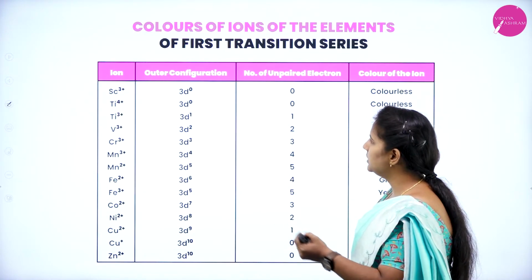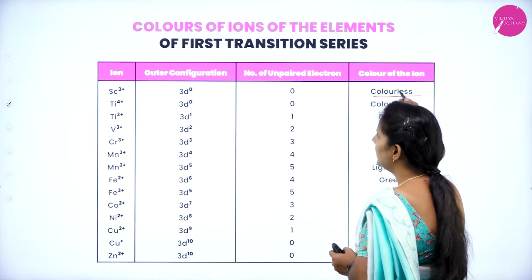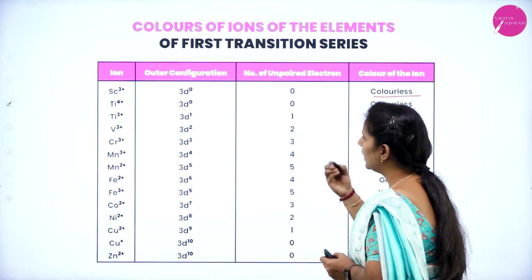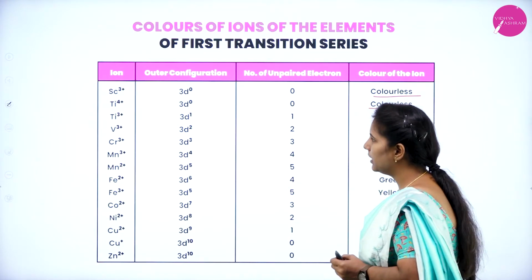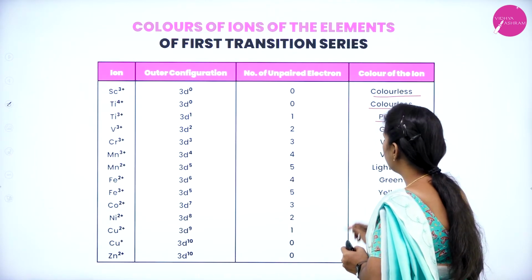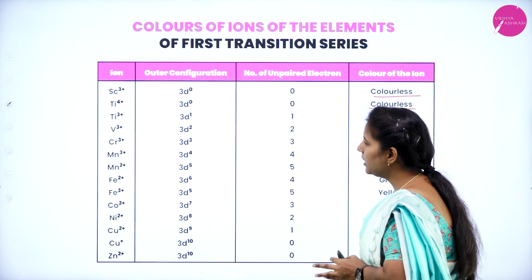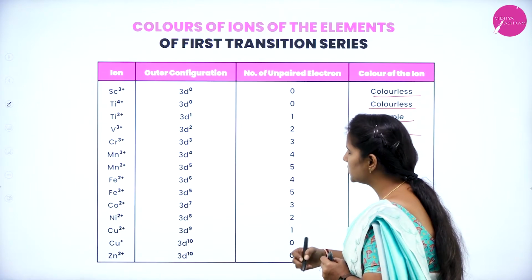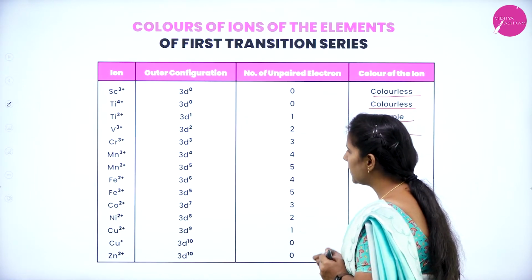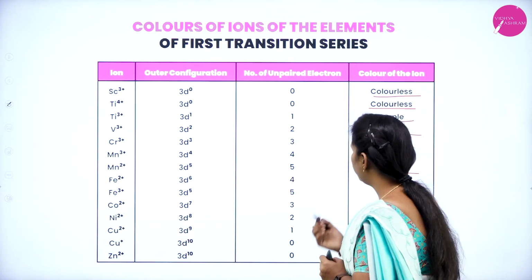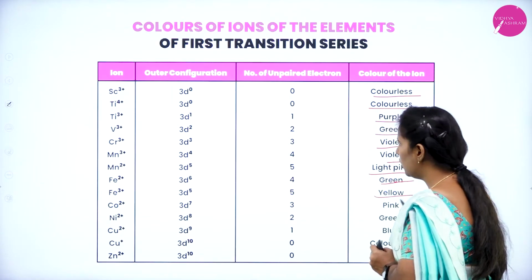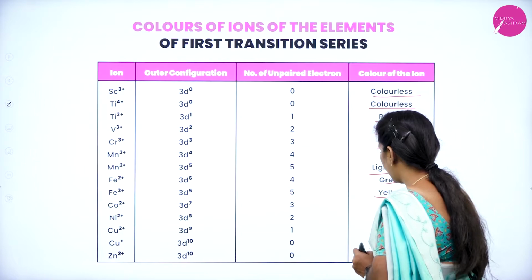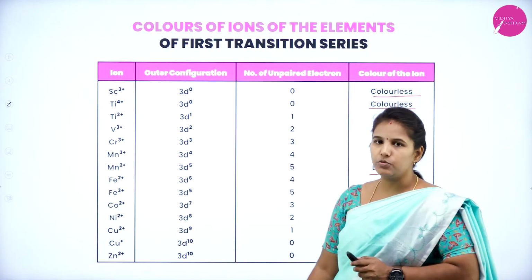Scandium, if it is present in the +3 oxidation state, is colorless. Titanium in the +4 oxidation state is colorless; in the +3 oxidation state, it exhibits a purple color. Vanadium in the +3 oxidation state is green. Chromium in the +3 oxidation state is violet. Manganese in the +3 oxidation state is violet. Manganese in the +2 oxidation state is light pink, and Fe2+ is green. Fe3+ is yellow, Co2+ pink, Ni2+ green, Cu2+ blue, Cu+ colorless, and Zn2+ colorless.